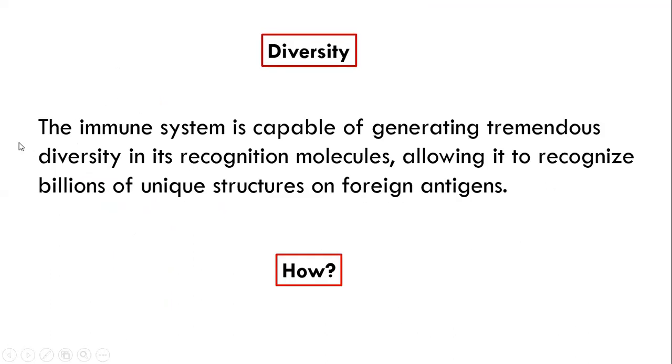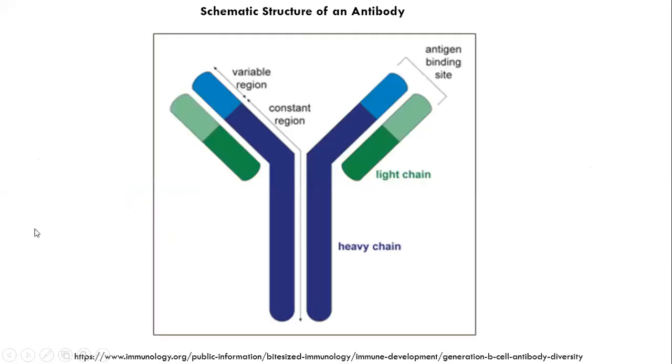And also diversity. The immune system is capable of generating tremendous diversity in its recognition molecules, allowing it to recognize billions of unique structures or foreign antigens. See the amount here, the billions it can. How does it do it? We won't go into too much detail on antibody production and variability. That will be part of the second class again. But for this lecture today, just look at the basic structure of the antibody.